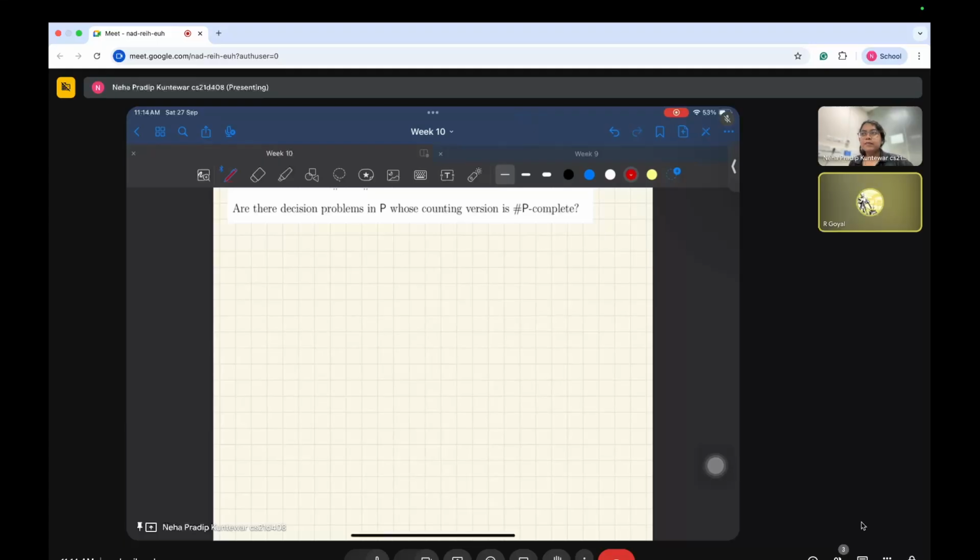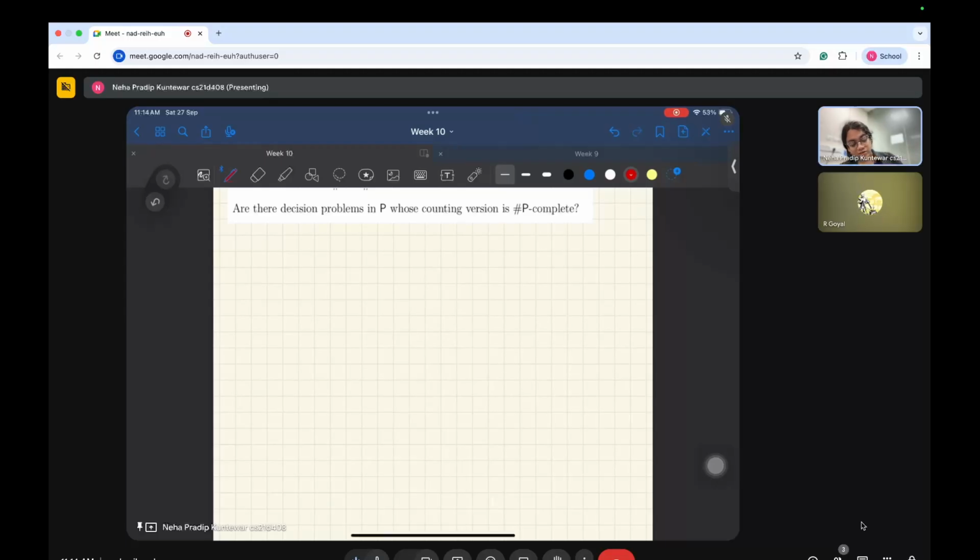So if a decision problem is in P, then I can solve this problem in polynomial time using a deterministic TM, and I can count the solutions as well. But, like, I can always count how many minimum spanning trees there are, how many MSTs there are. I can count, or I cannot count? I may not be sure. Yes, exactly, there may be cases where you cannot count.